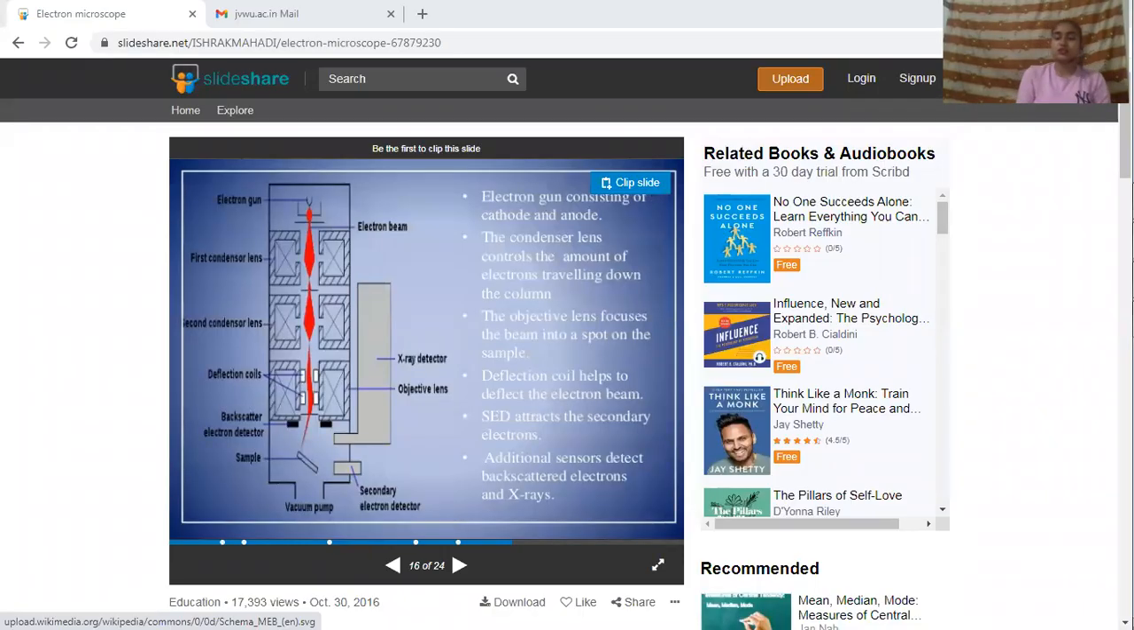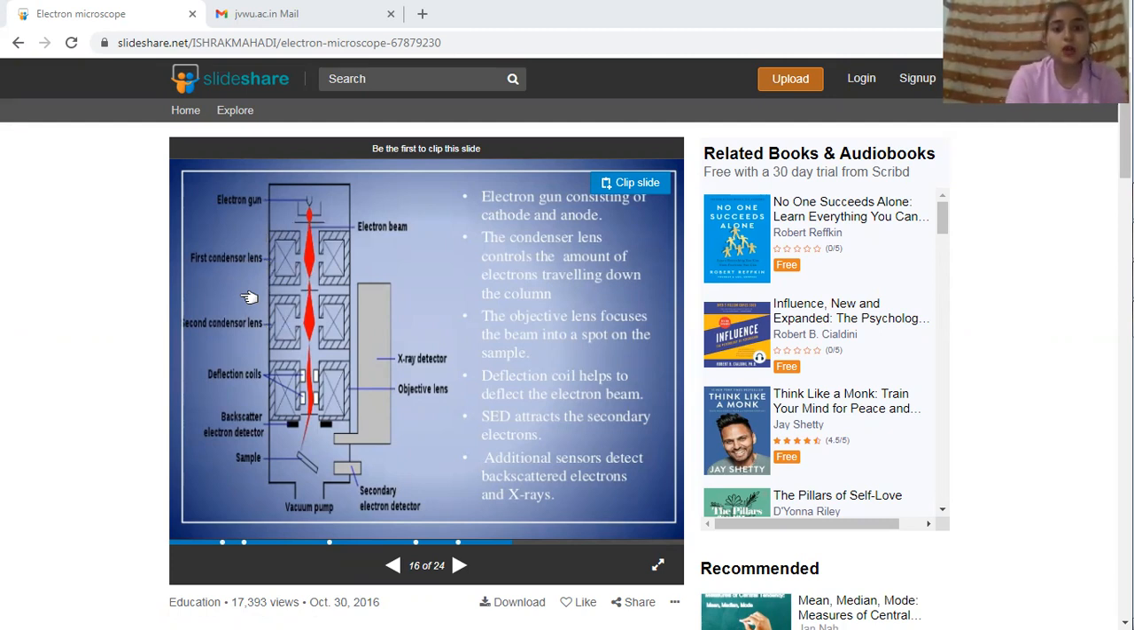Structure of SEM. Let me share the screen. This is the structure of SEM. First, the electron gun, consisting of a cathode and anode. Second, the condenser lens, of two types: first condenser lens and second condenser lens. Their work is to control the amount of electrons traveling down the column.